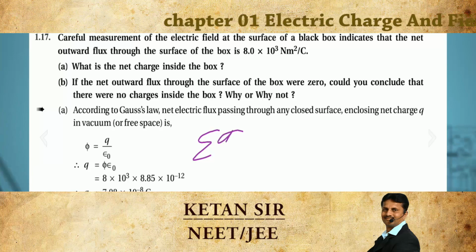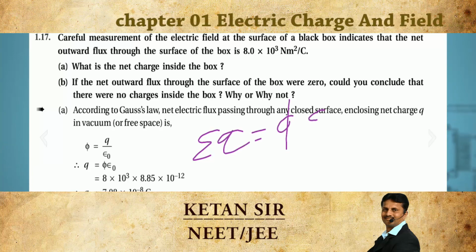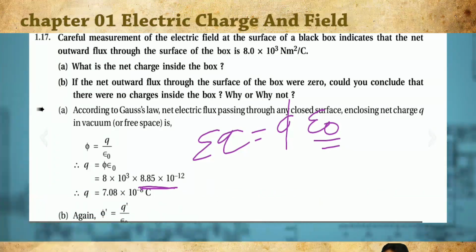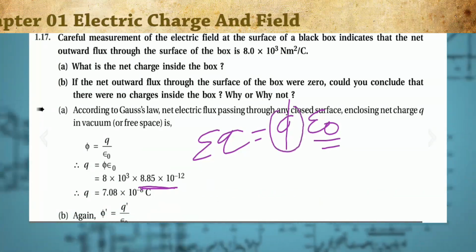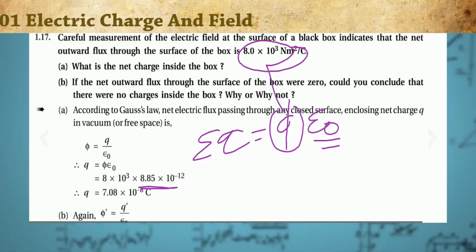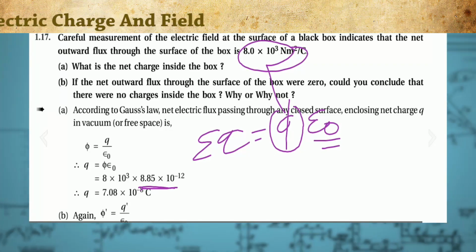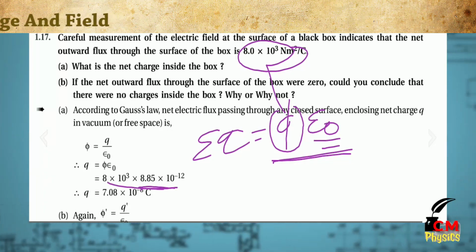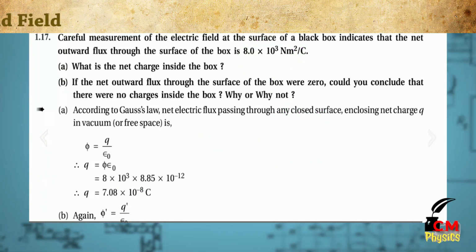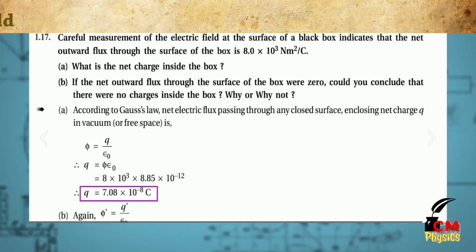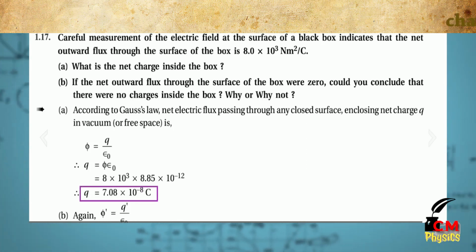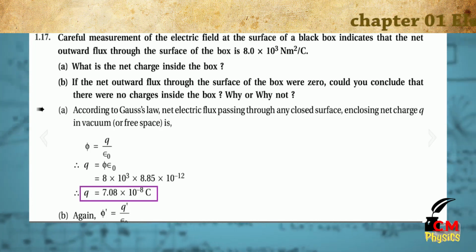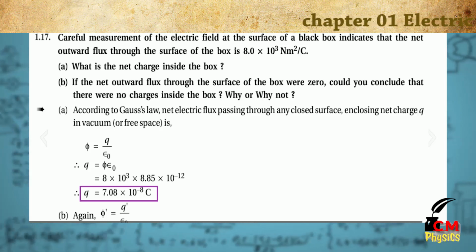Then sigma q is equal to phi into epsilon 0. Epsilon 0 is a constant, 8.85 into 10 raised to minus 12, while the value of phi is given to you, 8 into 10 raised to 3 Newton meter square per coulomb. After putting in the values, it is a simple multiplication. After multiplying, you get the answer. The charge within the box, Q, is equal to 7.08 into 10 raised to minus 8 coulomb.